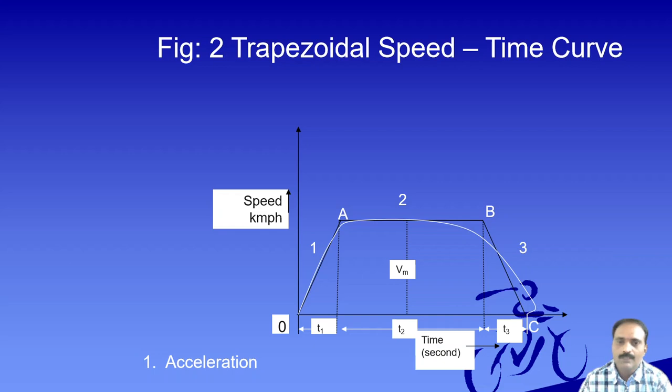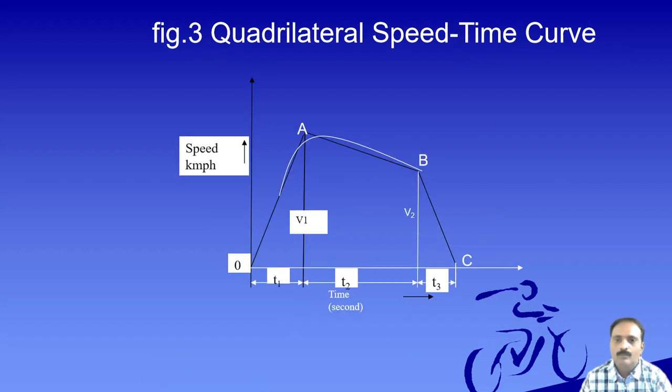So we have only three parts: one is acceleration, second is free running time, and third is retardation. In the trapezoidal speed time curve, we have only these three parts. So obviously the calculations become very simple, and the results will not deviate much from the exact values. Hence we can consider this trapezoidal speed time curve for calculation purposes.